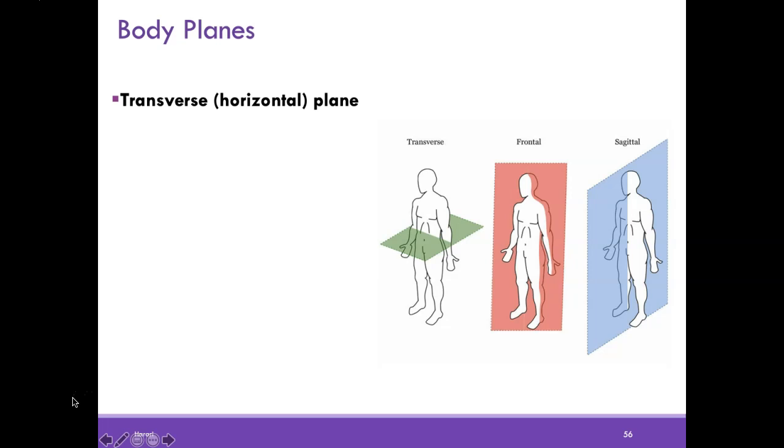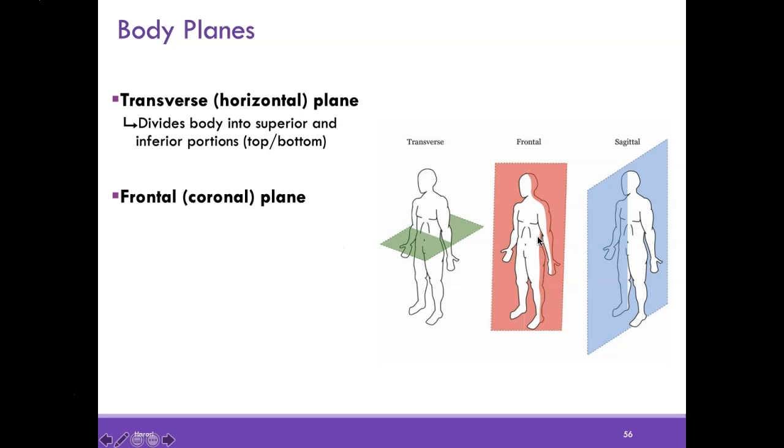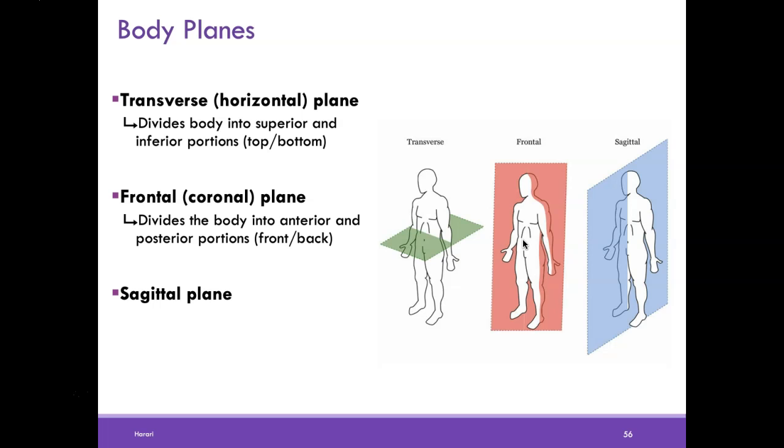A transverse or horizontal plane divides the body into superior and inferior portions, or top and bottom. It's also known as a cross section. A frontal plane, also known as the coronal plane, extends vertically, and it divides the body into anterior and posterior portions, front and back. The sagittal plane passes vertically through the body and divides it into right and left.